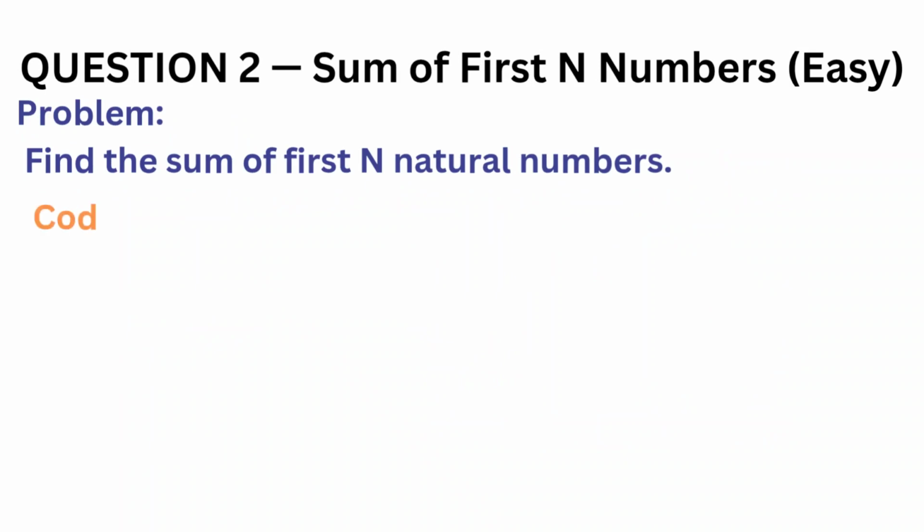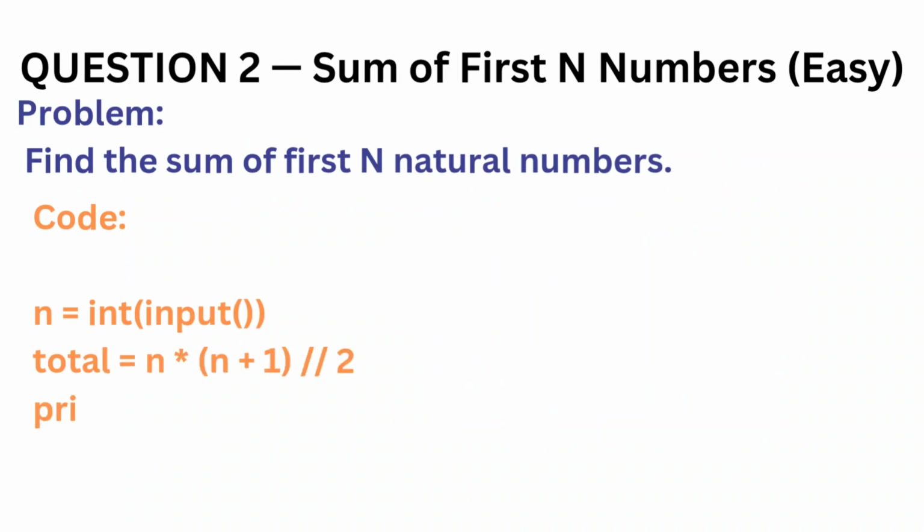So the code will be n = int(input()). This will take a number as input and the total is defined as the sum. So total will be n * (n + 1) / 2. Print total. This will print the total sum of the n natural numbers.